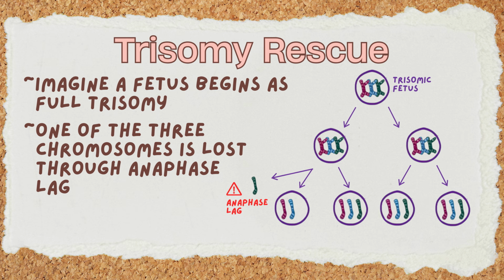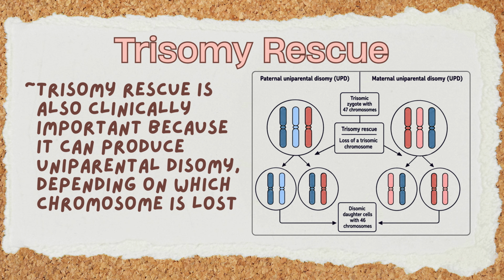Another high-yield mechanism is trisomy rescue. Imagine a fetus begins as full trisomy. Early during development, one of the 3 chromosomes is lost through anaphase lag. Some cells return to the normal chromosome number. Other cells remain trisomic. The result is chromosomal mosaicism. Trisomy rescue is also clinically important because it can provide uniparental disomy, depending on which chromosome is lost.